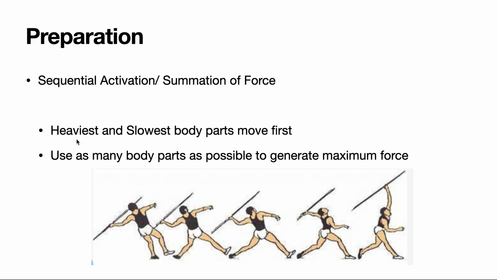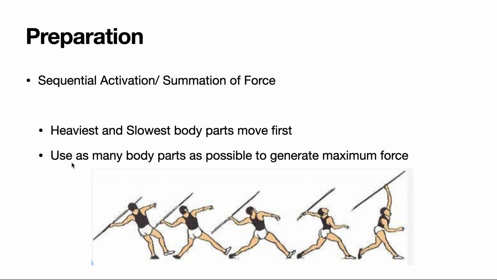We want to move the heaviest and slowest body part first. So we want to move our whole body, or our center of mass, first. So you take a step to increase the velocity of your trunk and your whole body, and then you activate your arm, right? So we accelerate our body first, then we accelerate our extremities.